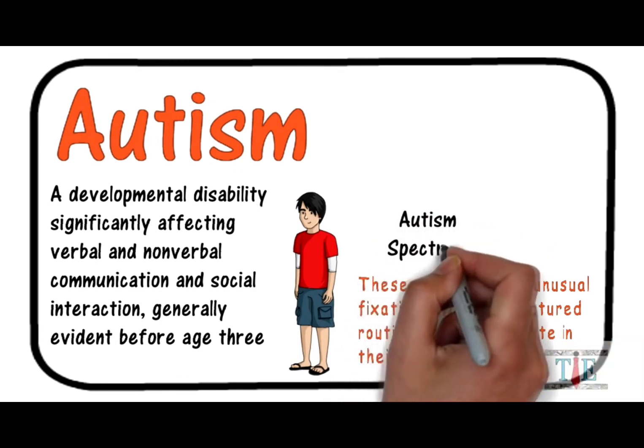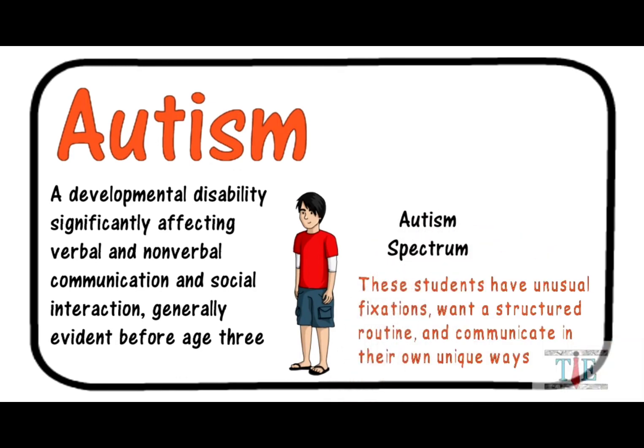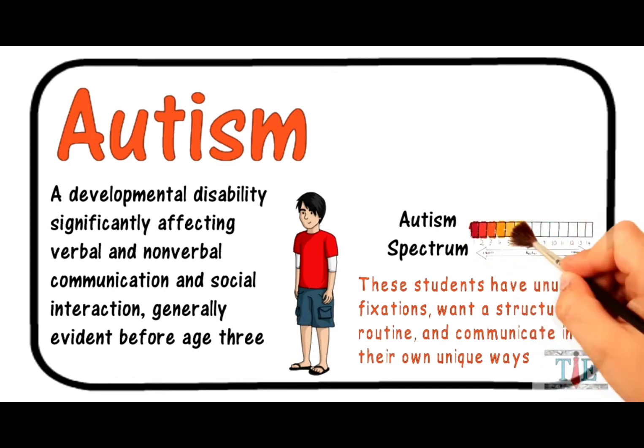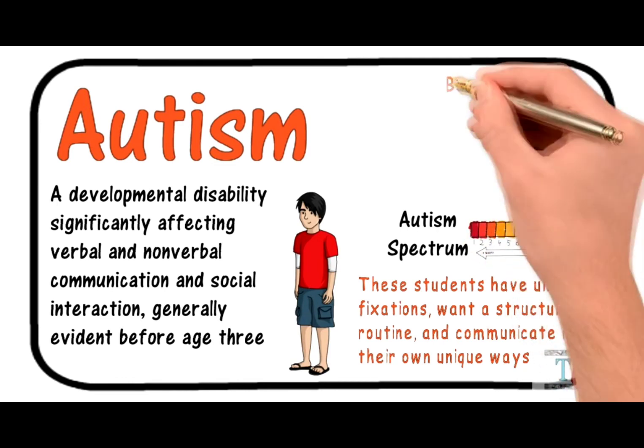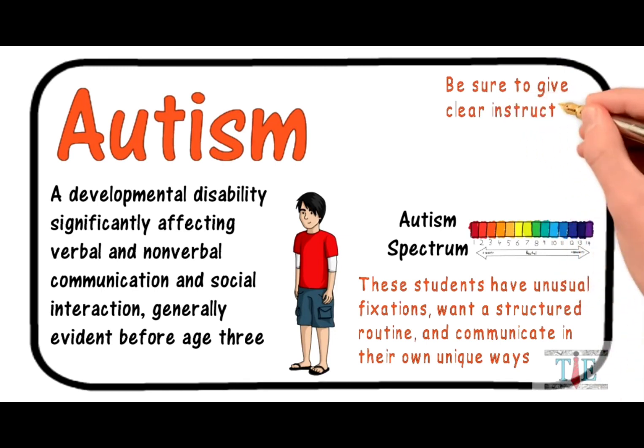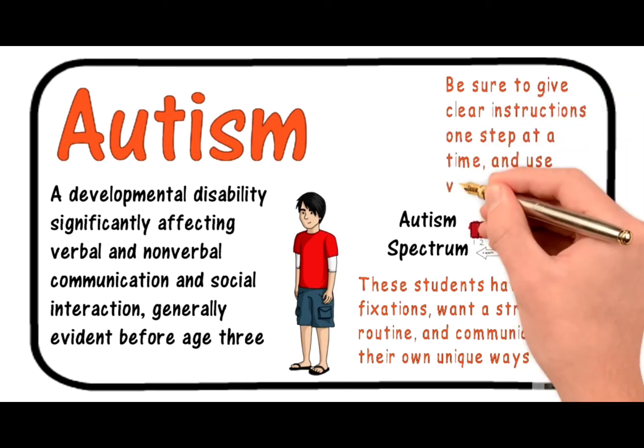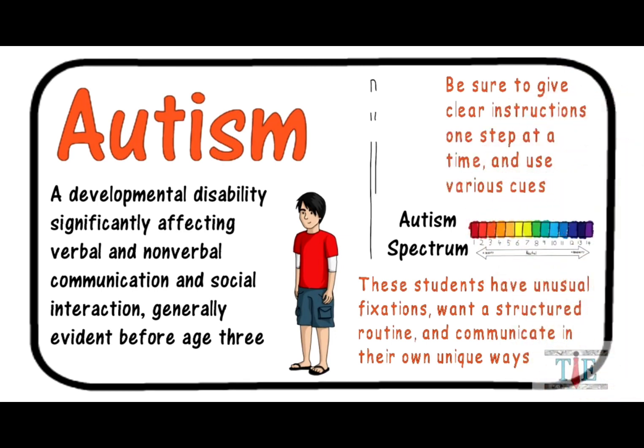Autism is sometimes called autism spectrum disorder. For example, Asperger's is one of the high functioning categories. Be sure to give clear instructions one step at a time and use various cues. These students need very clear directions, routines, and procedures when teaching.